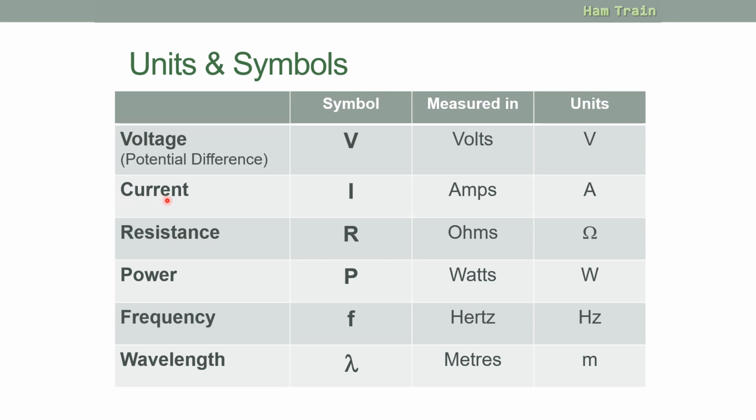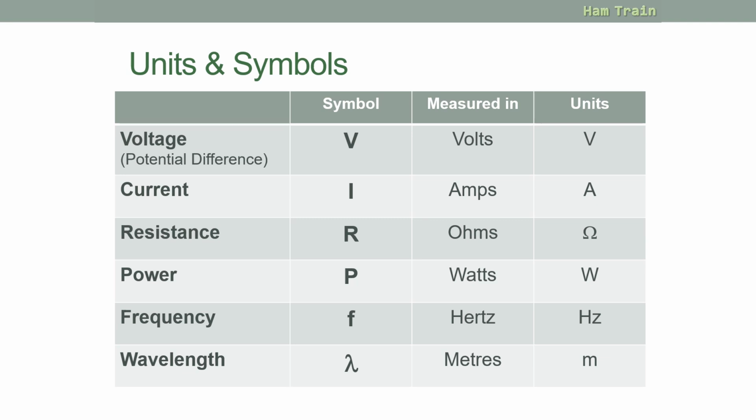Next up, current. The symbol for that is a capital I, and current is measured in amps, capital letter A. Next, resistance. The symbol for that is a capital R, and this is measured in ohms. And for units, we use the Greek symbol omega. Now we move to power. The symbol is a capital P, power is measured in watts, and the units are capital W.